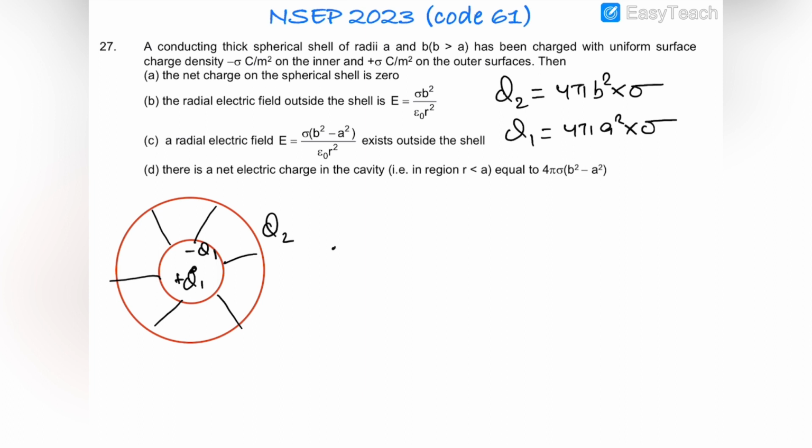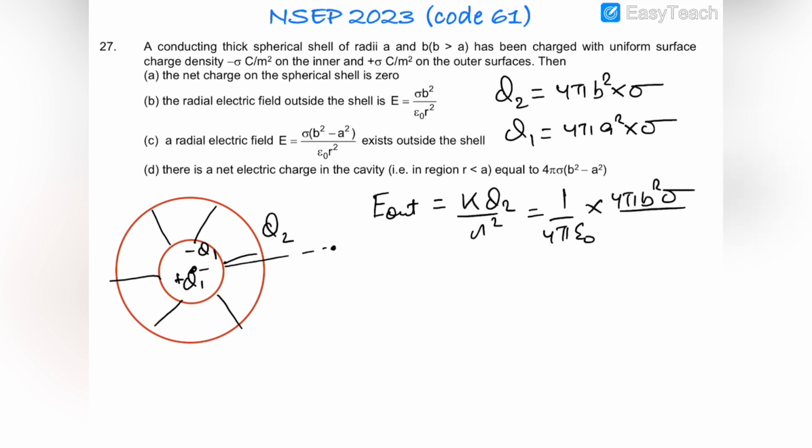Now let us see that the electric field at any point outside the shell only depends on the free charge on the outermost surface of the shell. And the charge on the outermost surface of the shell is only Q2. So the electric field at this point, E out, would be equal to KQ2 by r square. Now the value of K is 1 upon 4 pi epsilon naught and Q2 is equal to 4 pi b square sigma, divided by r square. Cancelling this 4 pi with 4 pi, the electric field would be b square sigma by epsilon naught r square. So the correct answer is B.